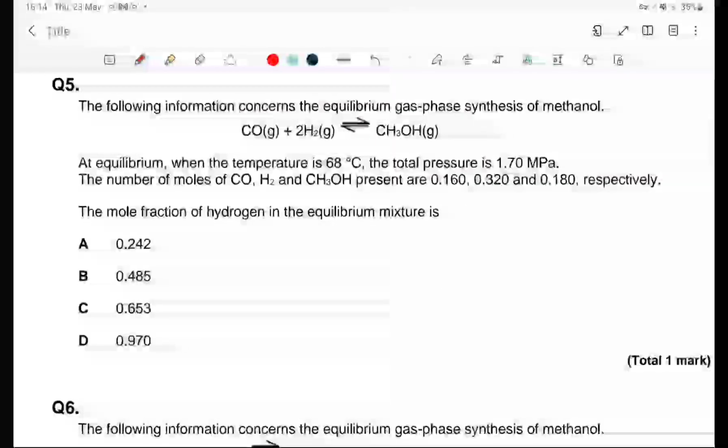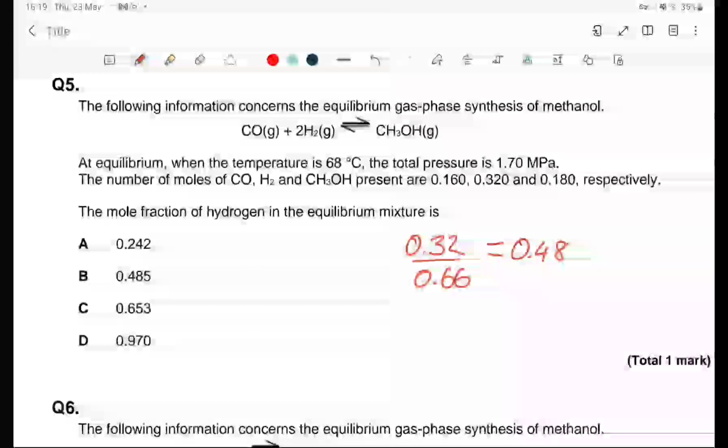Question 5 is asking for the mole fraction of one of the substances at equilibrium. Mole fraction is equal to the number of moles of your particular substance divided by the total number of moles. So total number of moles is 0.16 plus 0.32 plus 0.18, which gives you 0.66. Now this isn't quite exactly 0.485, but it's close enough, so the answer is B.